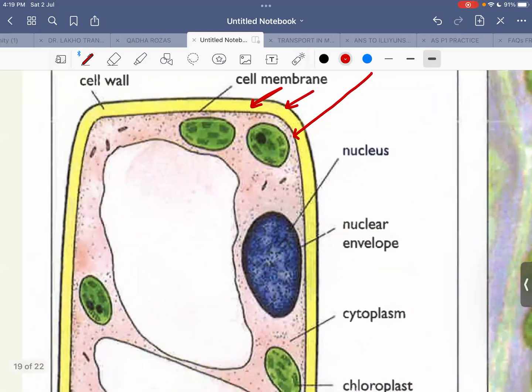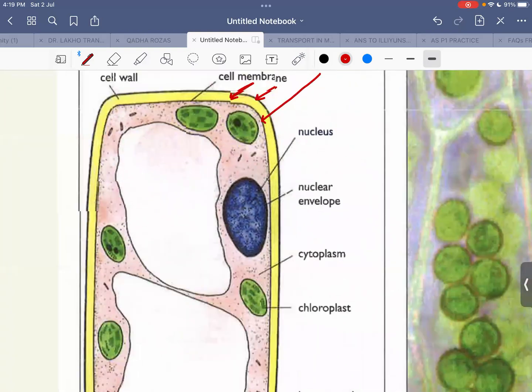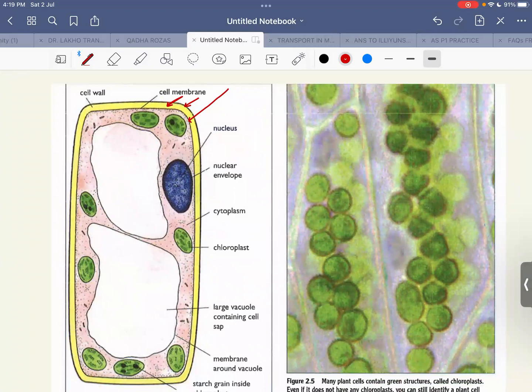Showing you the nucleus of the plant cell, right? As I told you before, the nucleus of a plant cell is pushed a little bit to the corner of the plant cell, as opposed to the nucleus of an animal cell, which lies more or less in the center. So you can see that the nucleus is lying to one corner.